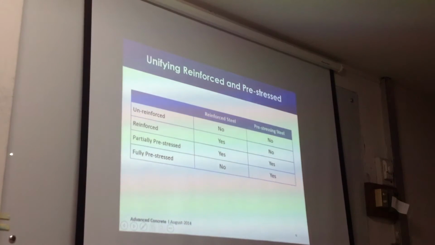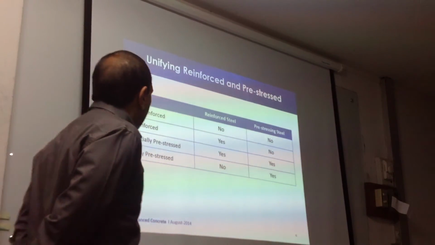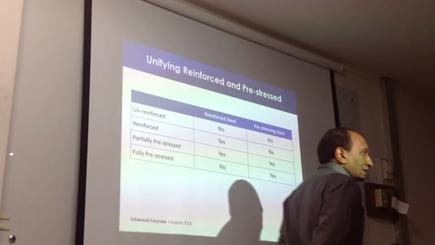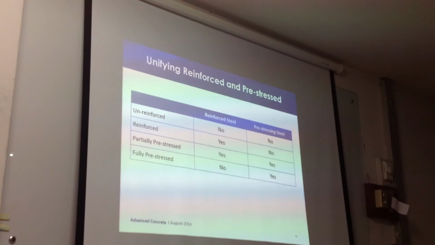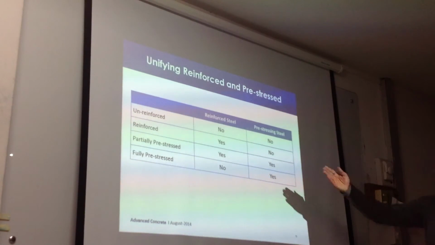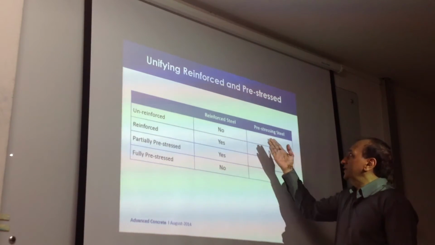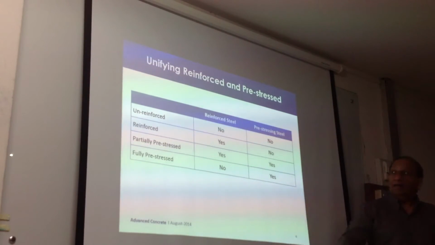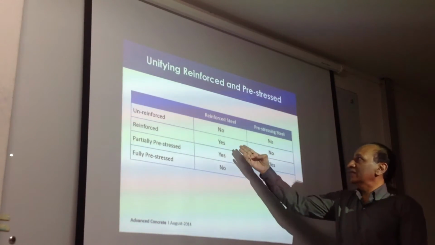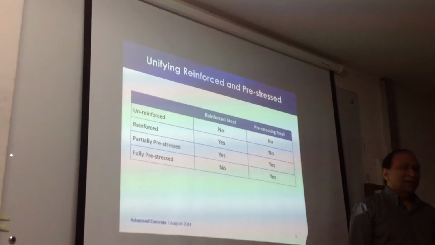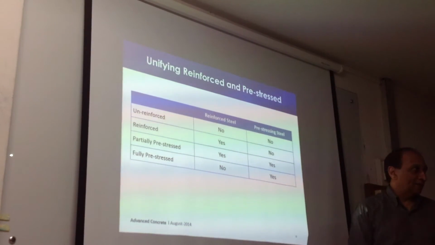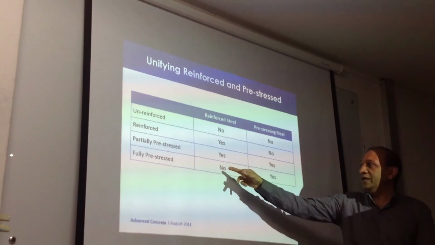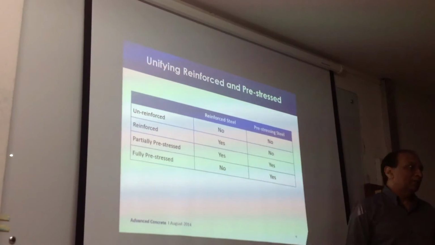Okay. Next one is unreinforced, reinforced, partially pre-stressed and fully pre-stressed concrete. You have both separate courses on pre-stressed concrete, separate books on reinforced concrete. But what is the difference? Unreinforced concrete, there is no reinforcement, there is no pre-stressing. Reinforced concrete, there is reinforcement, no pre-stressing. In a partially pre-stressed concrete, we have some reinforcement, some pre-stressing. And for a fully pre-stressed concrete, we have no reinforcement, only pre-stressing.